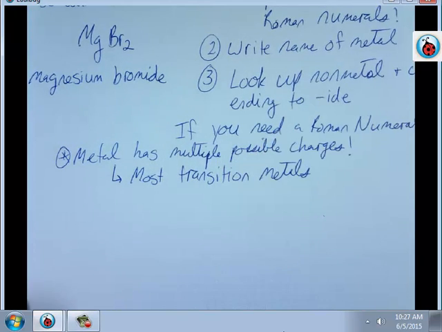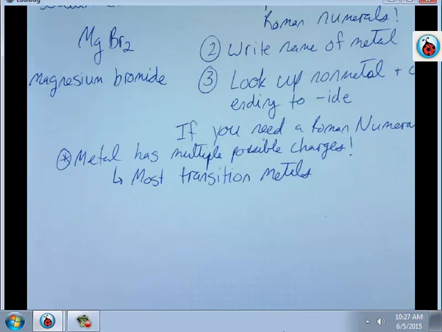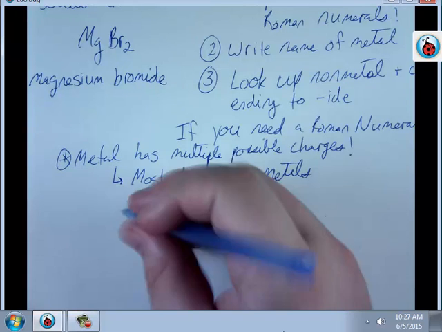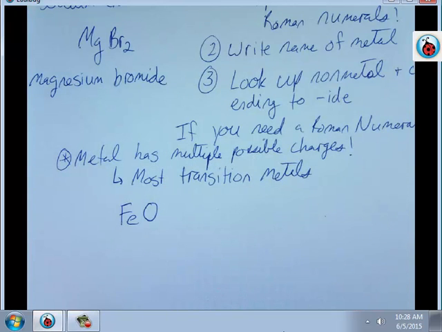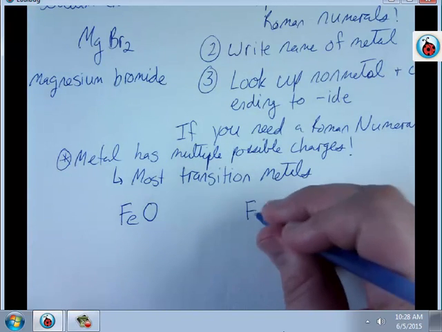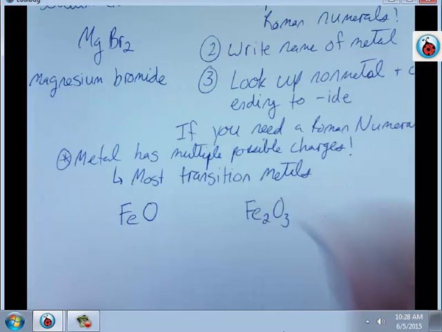And these are important because, let's say you go into a stock room and you're looking for iron oxide. And you find one bottle that says it's FeO. And you find a second bottle that says Fe2O3. Which one's the right iron oxide? Well, that's why we need to find the charge of the metal.